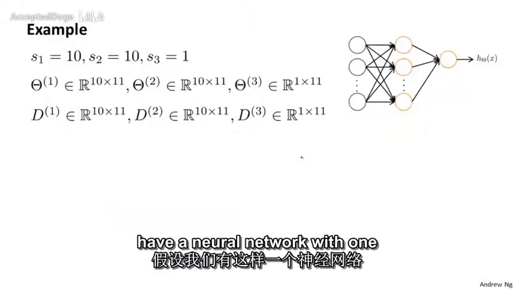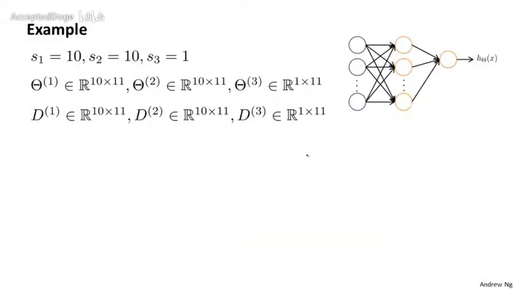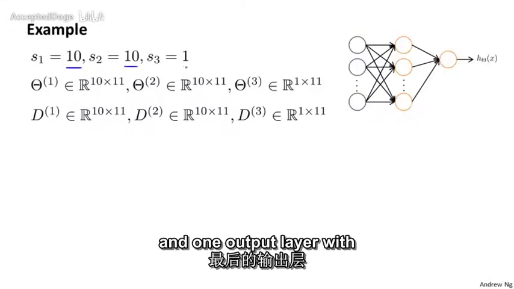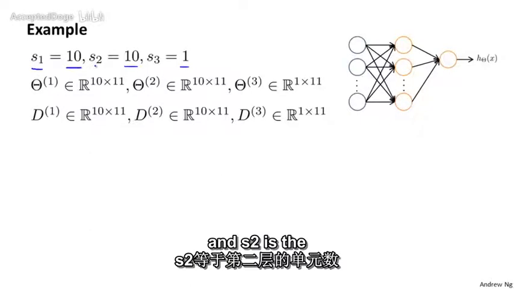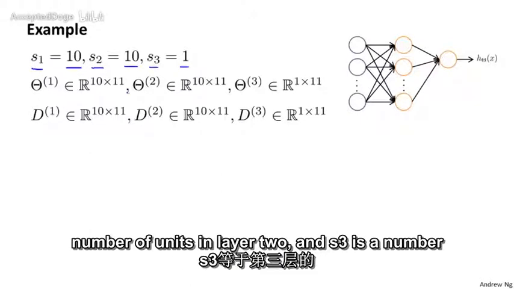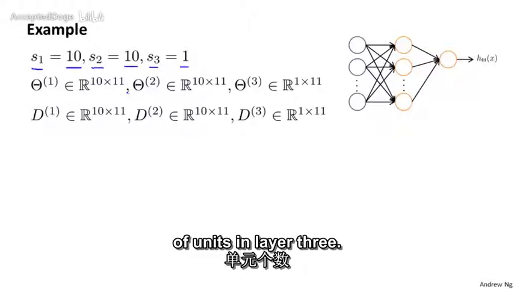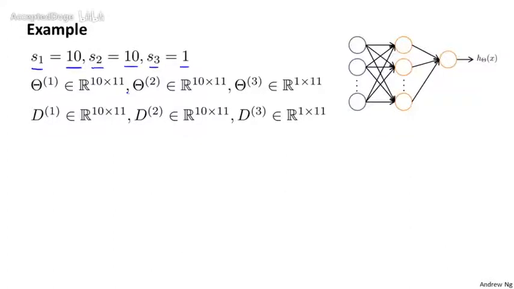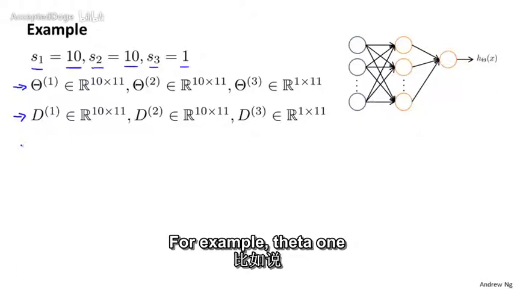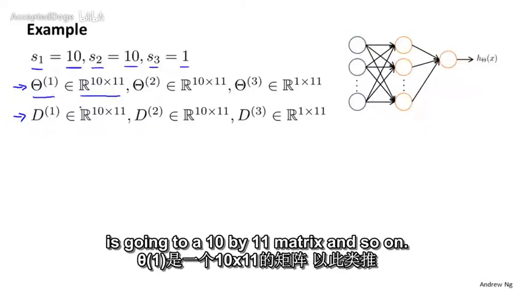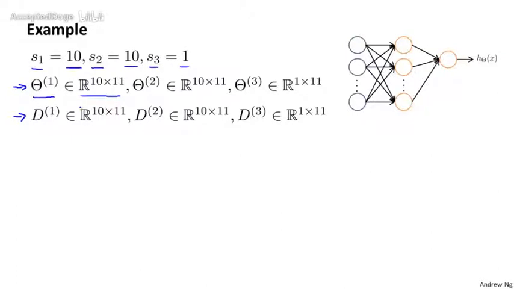Concretely, let's say we have a neural network with one input layer with 10 units, a hidden layer with 10 units, and one output layer with just 1 unit. So S1 is the number of units in layer 1, S2 is the number of units in layer 2, and S3 is the number of units in layer 3. In this case, the dimensions of your matrices Theta and D are going to be given by these expressions. So for example, Theta1 is going to be a 10 by 11 matrix, and so on.